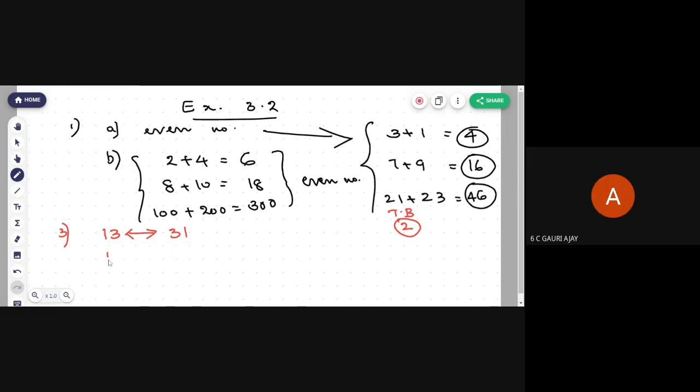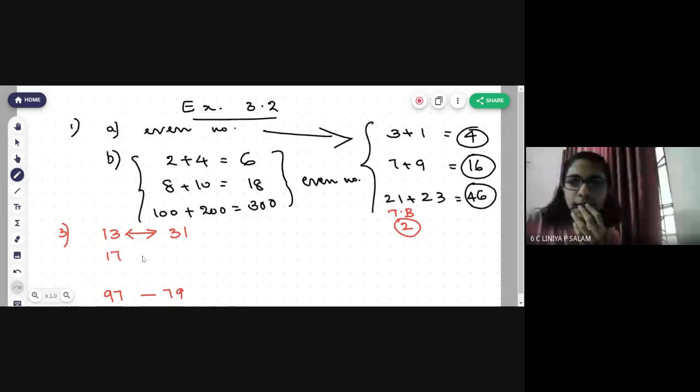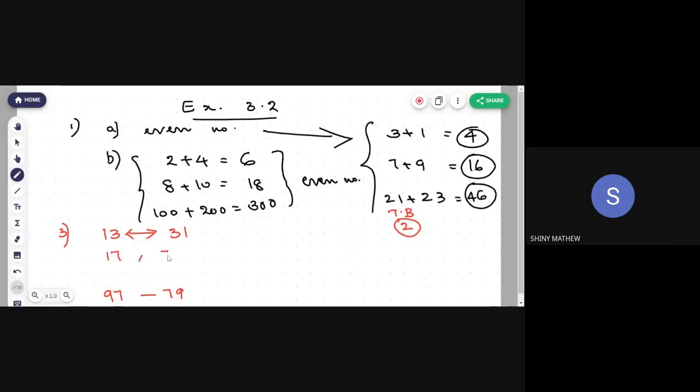97 and 79. Okay, that is correct. 97, 79, that is the same. Then 66 and 76. 17 and 71. That is correct. 27 and 72. 27 is not a prime number. 81 and 51. You listen. Only prime numbers, 23 and 32.